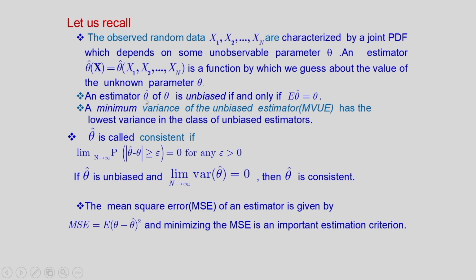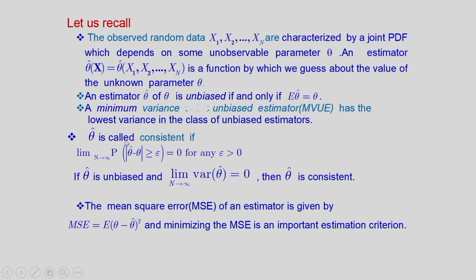An estimator theta hat of parameter theta is unbiased if and only if E of theta hat is equal to theta. So, this is the requirement for an unbiased estimator. A minimum variance unbiased estimator, MVUE, has the lowest variance in the class of unbiased estimators. So, this is one of the important estimators, the minimum variance unbiased estimator MVUE.